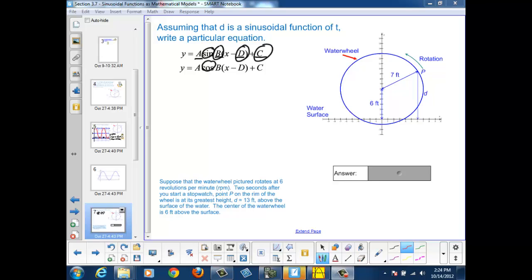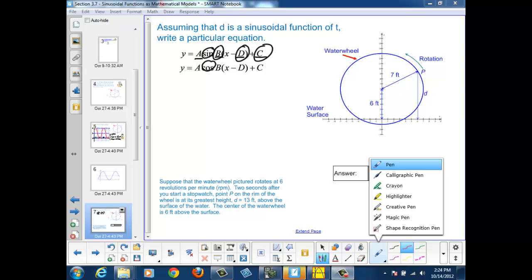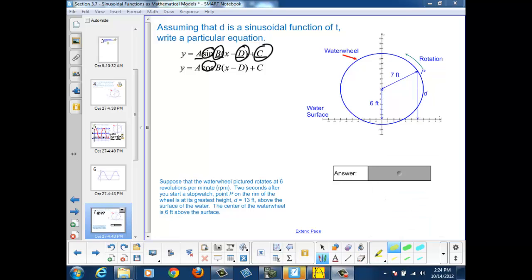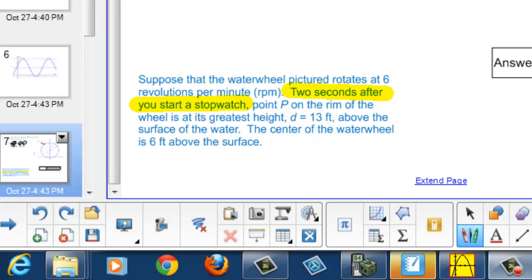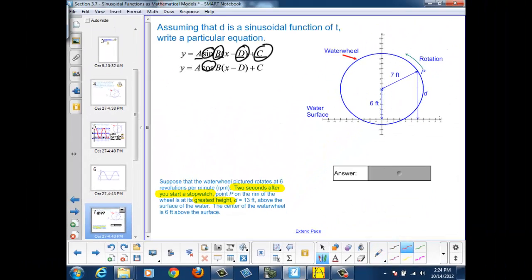First, let's choose a function. Well, if we read the question again, we'll see that 2 seconds after we start a stopwatch, point P on the rim of the wheel is at its greatest height. Since the information we're provided talks about a maximum, and the cosine function starts at a maximum, the cosine function would be particularly appropriate for our equation. So the first thing we're going to choose is the function to be cosine.